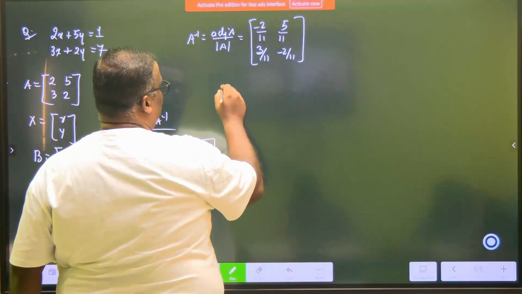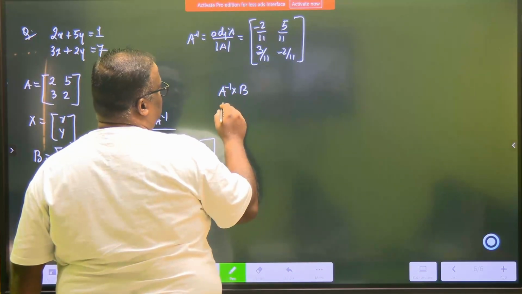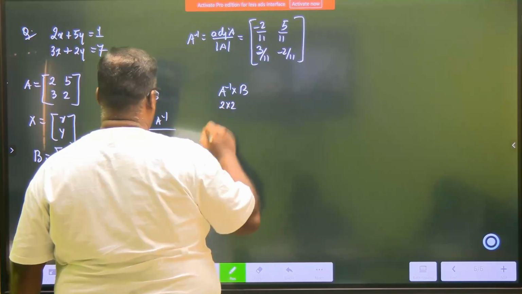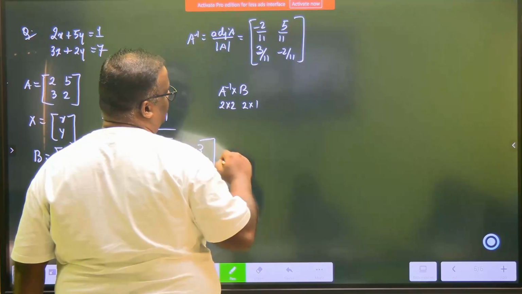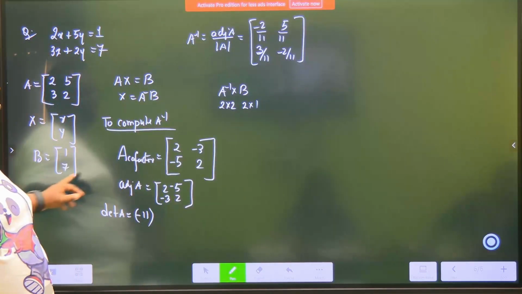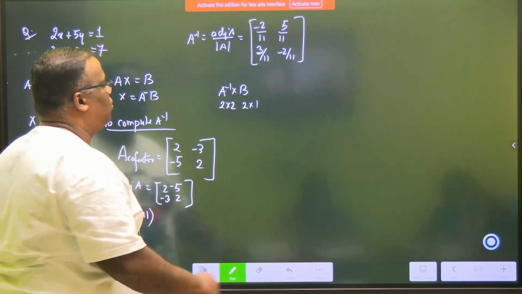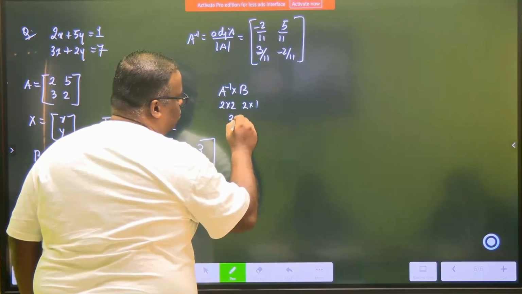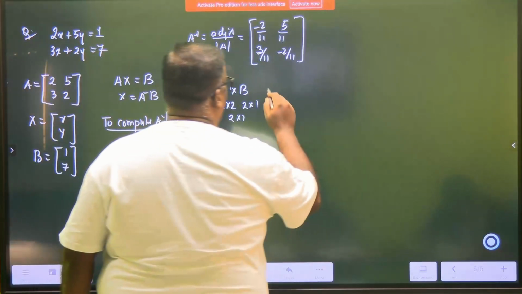Now we have to do A inverse into B. Achha, what is A inverse? A 2 cross 2 matrix. What is B? B is a 2 row 1, right? Look at B. B is 2 rows 1 column. So these are same. Ultimately A cross B will be what? A 2 cross 1. That is what exactly you are looking for. So let's multiply.